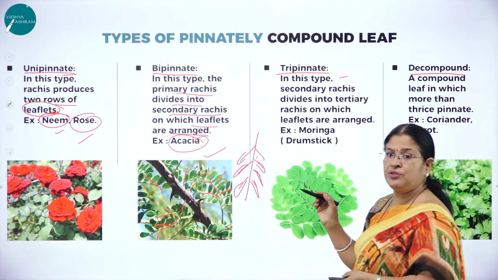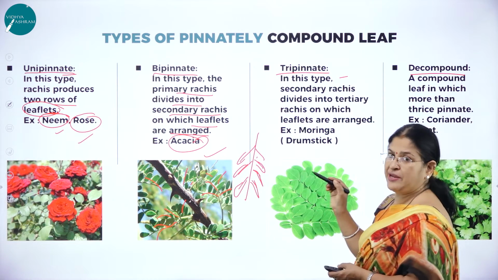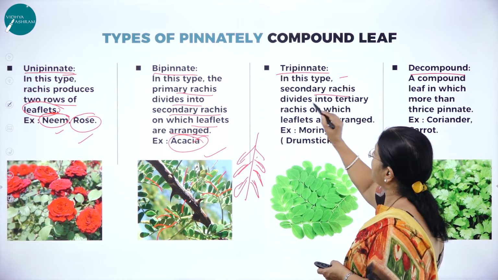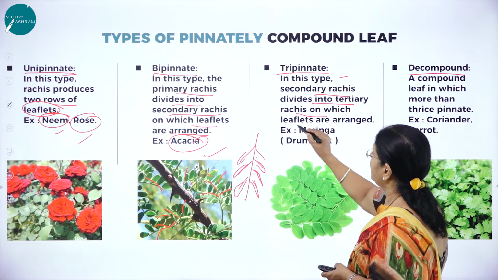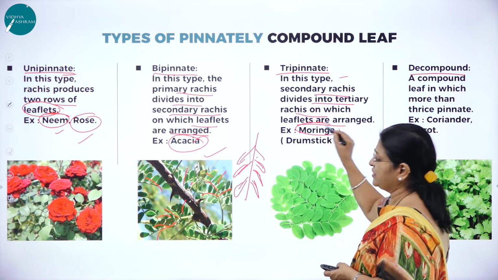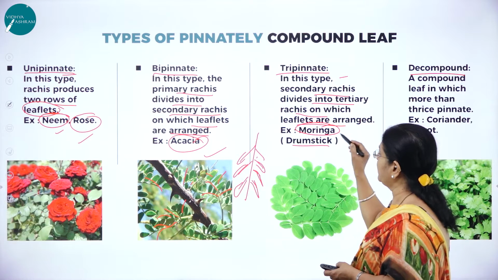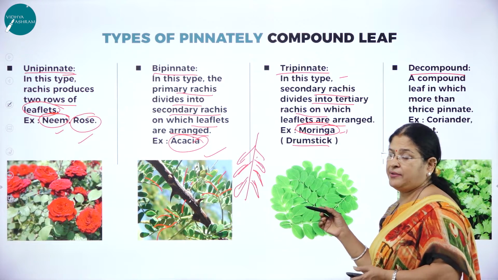Then moving on to the third type, that is called tripinnate. In this type, secondary rachis divides into another, that is tertiary. Tertiary leaflets are arranged, and a classical example you can give is moringa. Moringa means what? Drumstick, right?